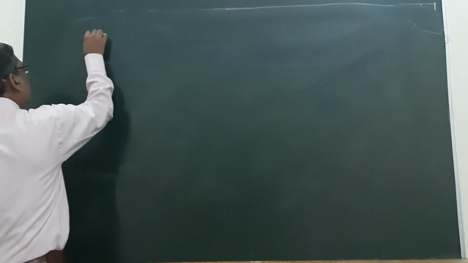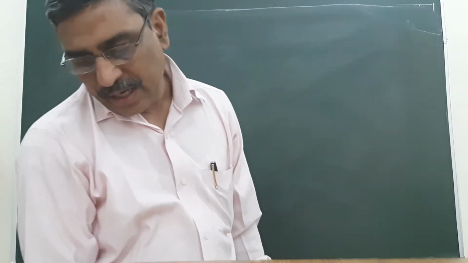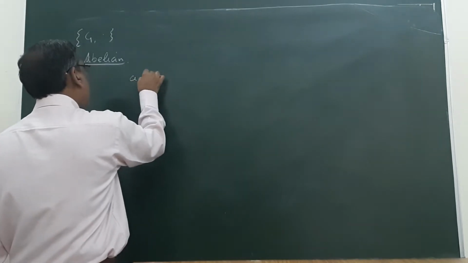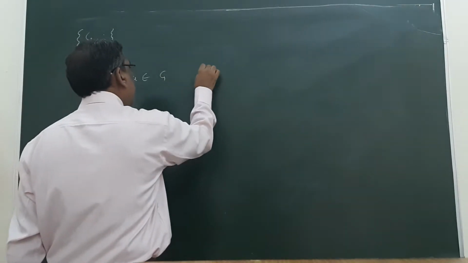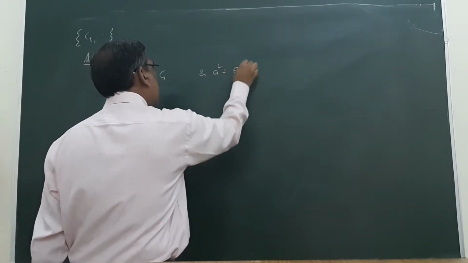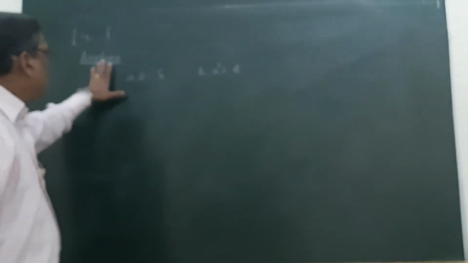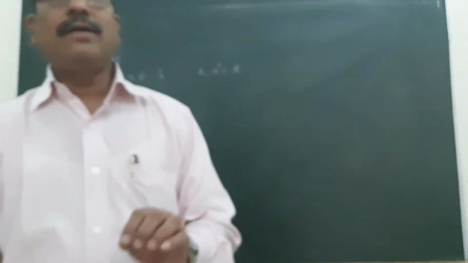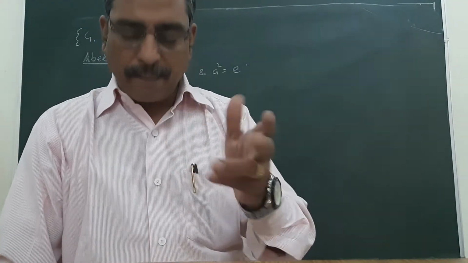We are given a group G. It is abelian if for every a belongs to G, a square is equal to identity. Then it will be an abelian group. This is the result which we can prove in a simple manner.